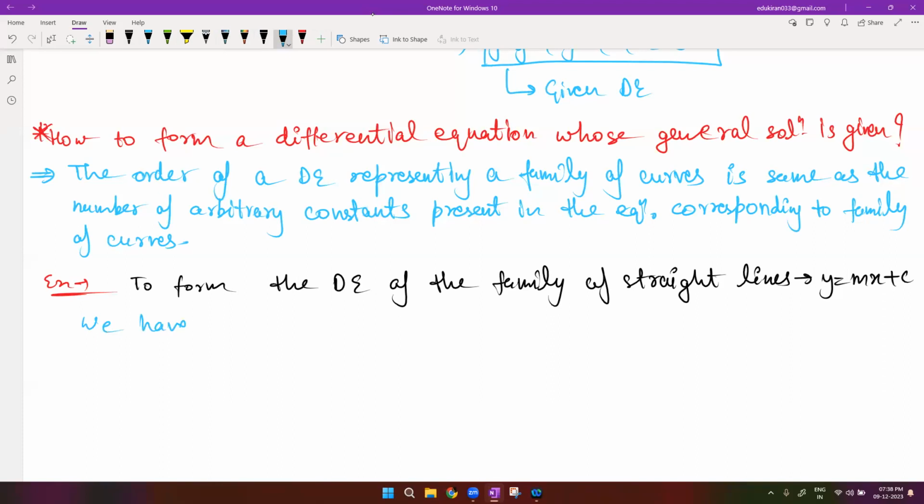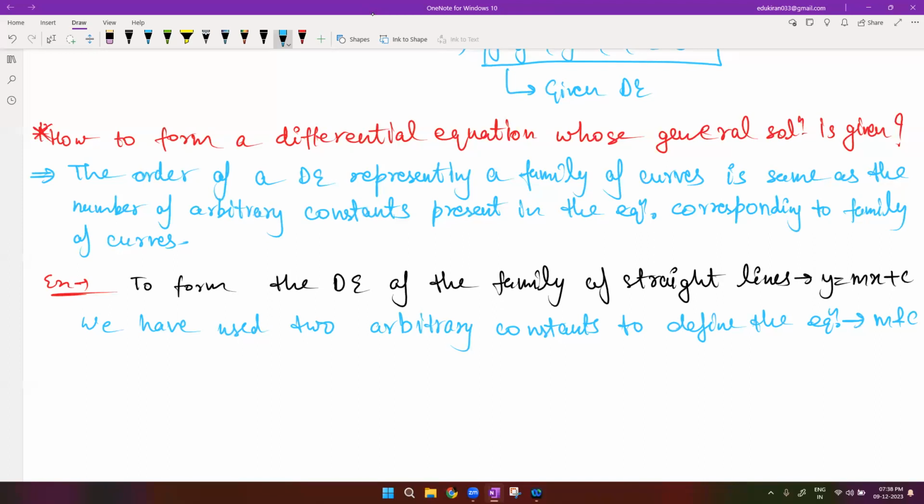We have used two arbitrary constants to define the equation, which are basically m and c. m is also a constant, c is also a constant, right? But they are arbitrary constants. So in this given equation, we have two arbitrary constants.